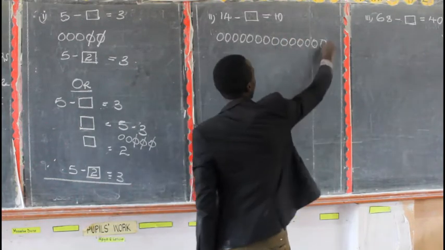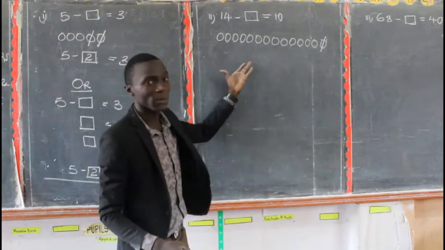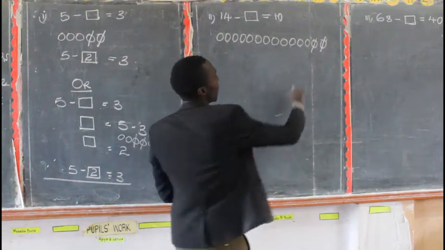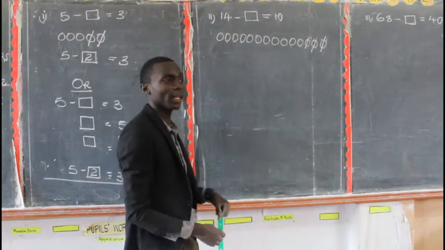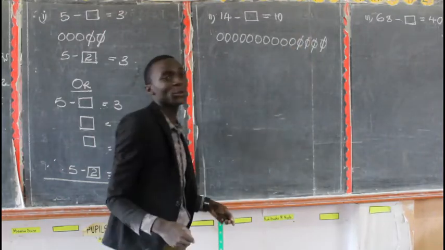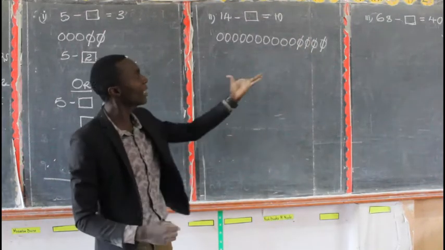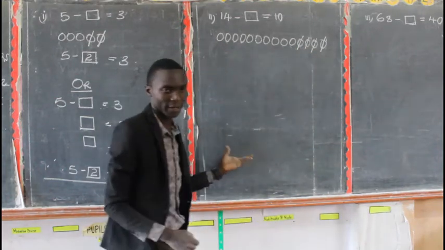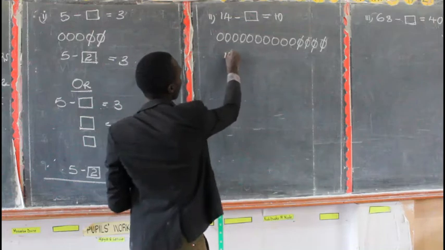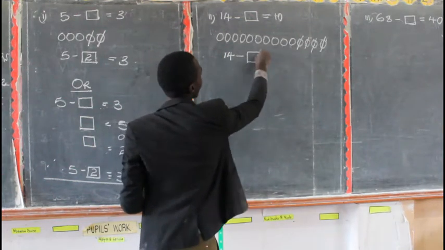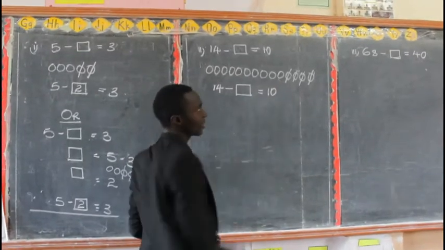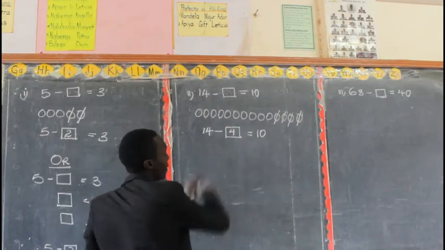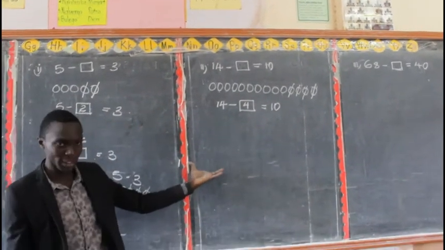Remember, this is 14. When I subtract 1, of course I remain with 13. When I subtract the next one, I remain with 12. When I subtract the next one, I remain with 11. When I subtract this one, I will remain with 10. How many have I cancelled? I have cancelled 1, 2, 3, 4. So you say 14 minus a box is equal to 10. But since you have subtracted 4, your answer will be 4. That's how you can do it practically.